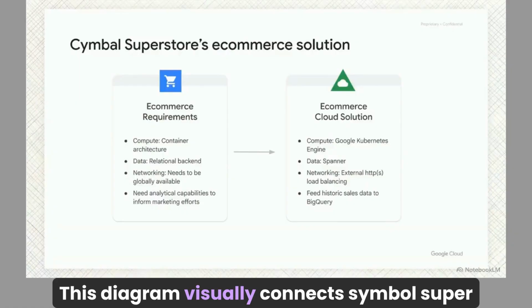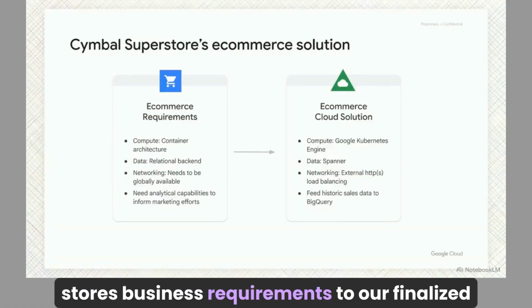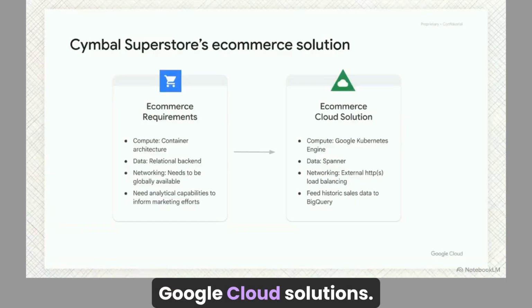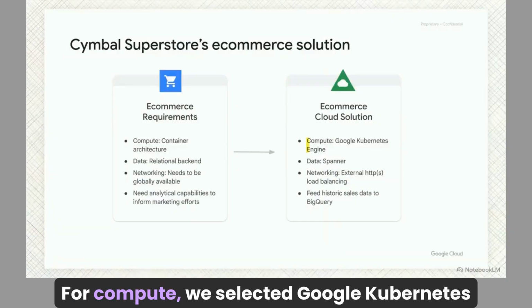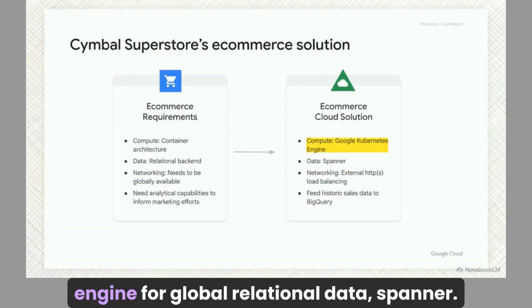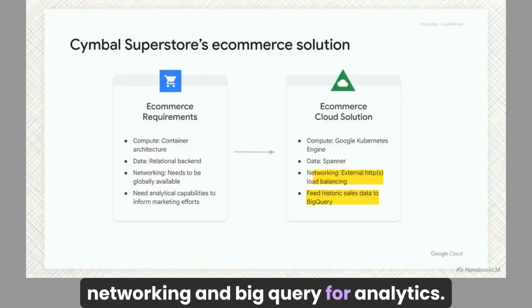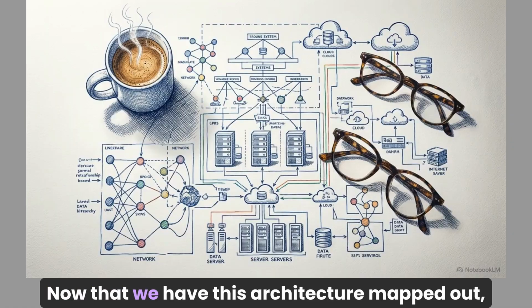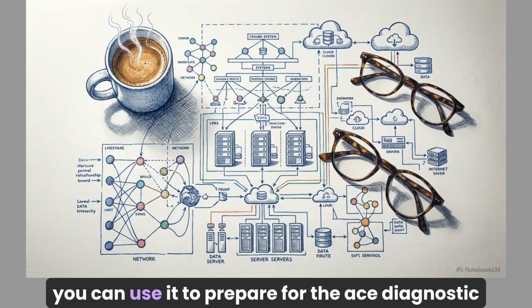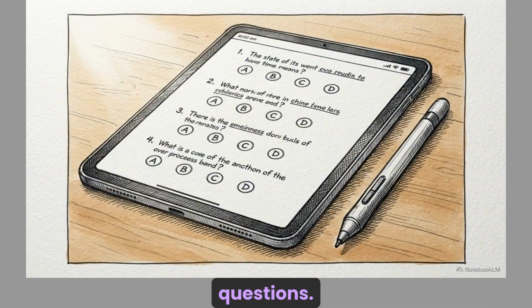This diagram visually connects Symbol Superstore's business requirements to our finalized Google Cloud solutions. For compute, we selected Google Kubernetes Engine. For global relational data, Spanner. We configured external HTTPS load balancing for networking and BigQuery for analytics. Now that we have this architecture mapped out, you can use it to prepare for the ACE diagnostic questions.